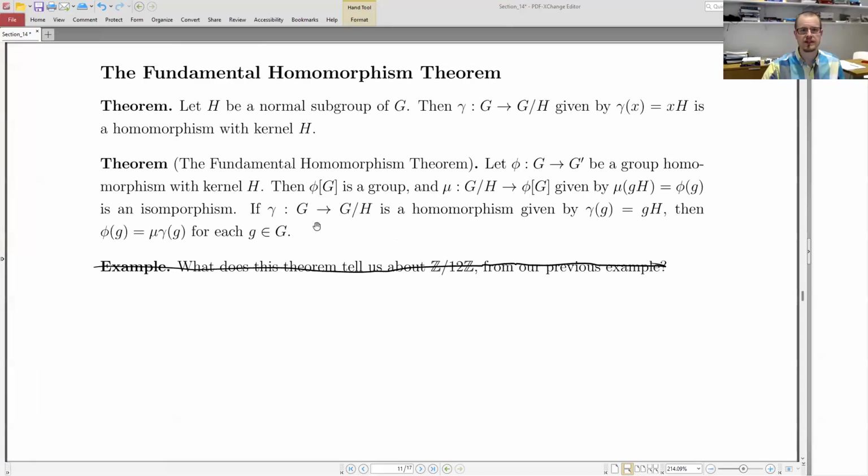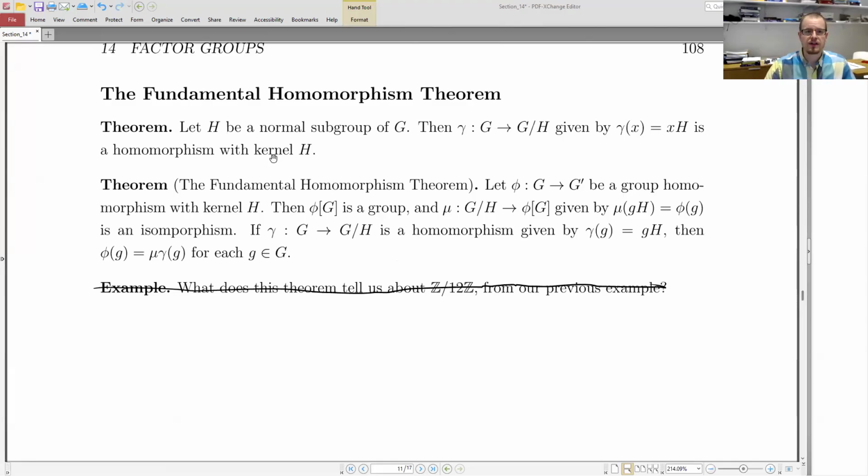We're looking at the fundamental homomorphism theorem. So we'll get to that for our second theorem here. Let H be a normal subgroup of G. Then gamma, a function from G to G mod H, given by gamma of x is equal to xH, right, that coset, is a homomorphism with kernel H.